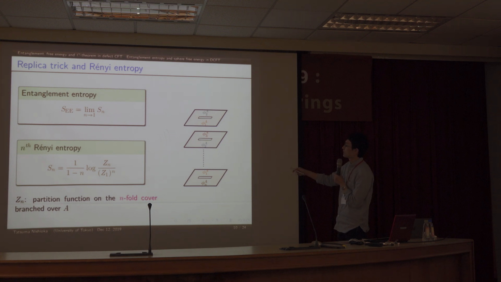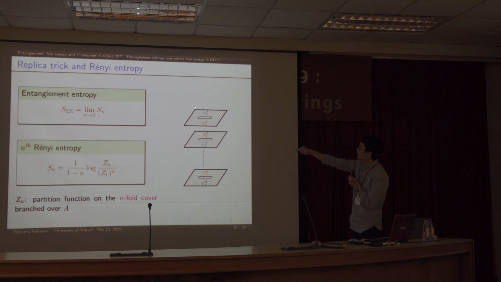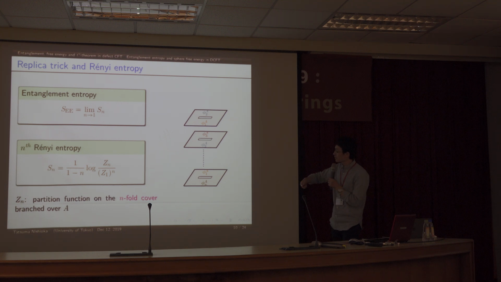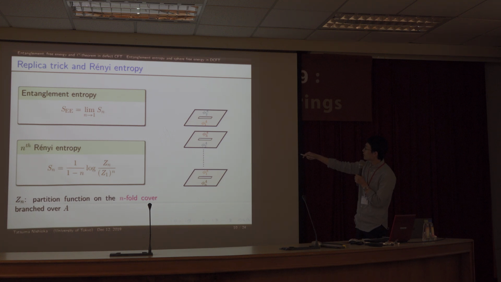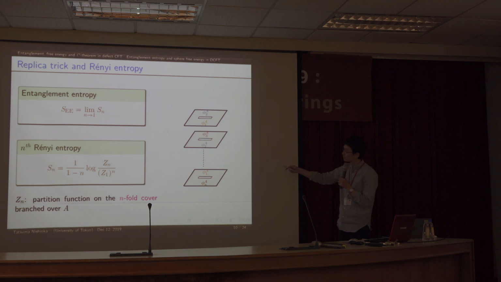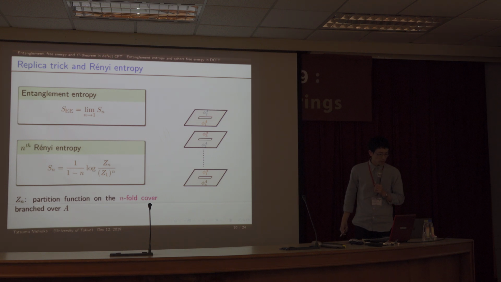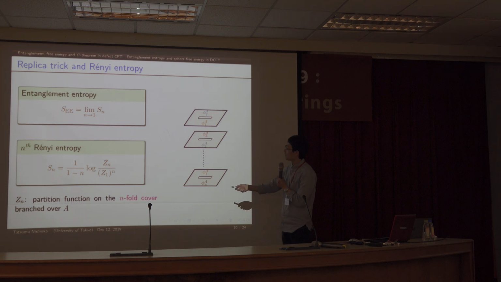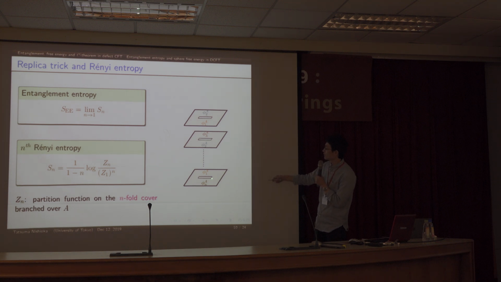Even if you start with just flat space without any defect, when you calculate the Renyi entropy, you need to consider the so-called n-fold cover, which is branched over the region A. This is the time direction, and this is the space direction. If you have a region as an interval, then you have to consider the covering space of the original, say, two-dimensional sheet. This is just an n-fold cover, a Riemann surface with cuts that are glued together. So the computation of the entanglement entropy amounts to calculating the partition function on this space.